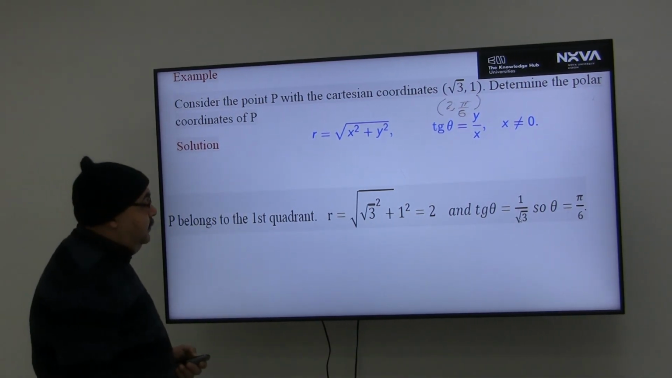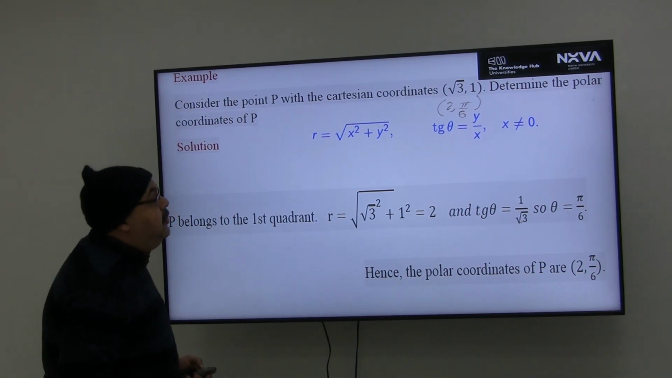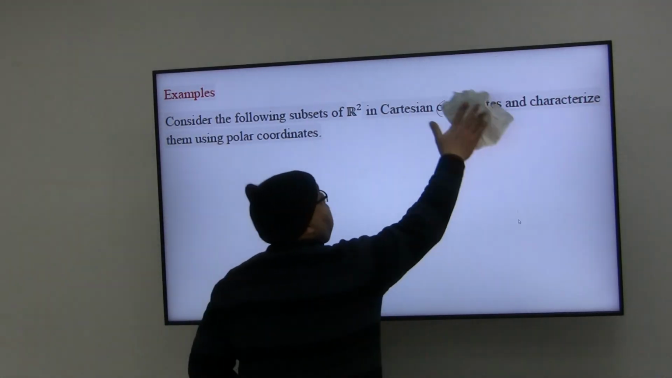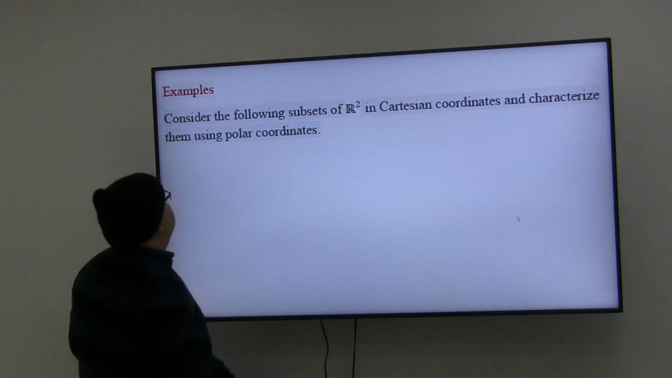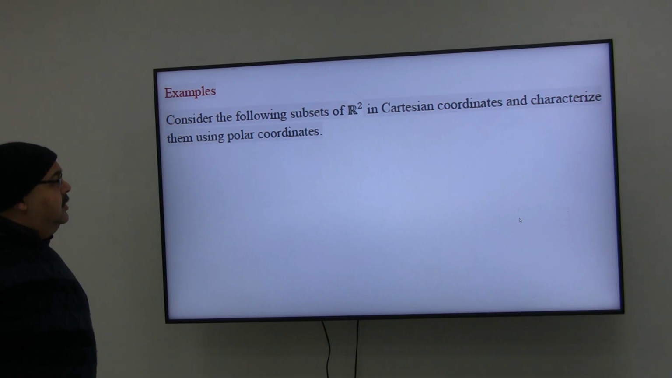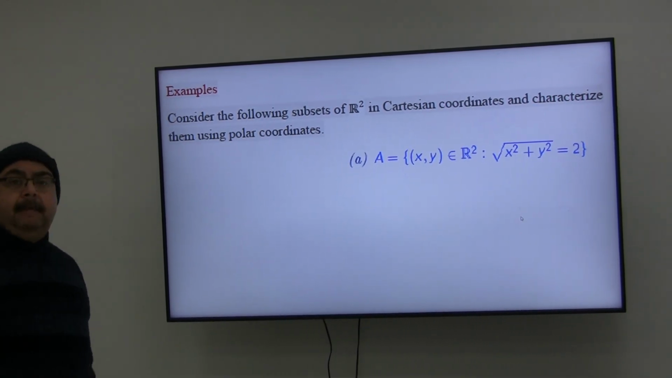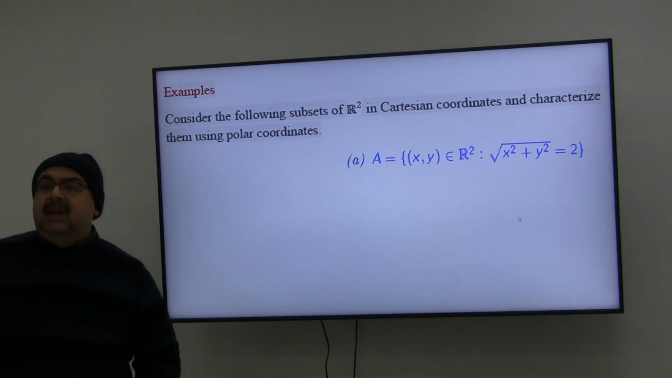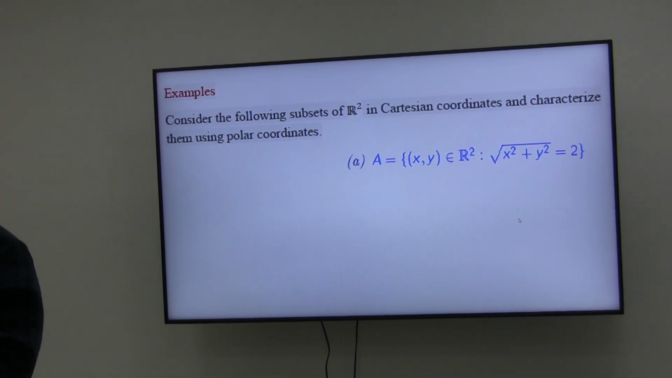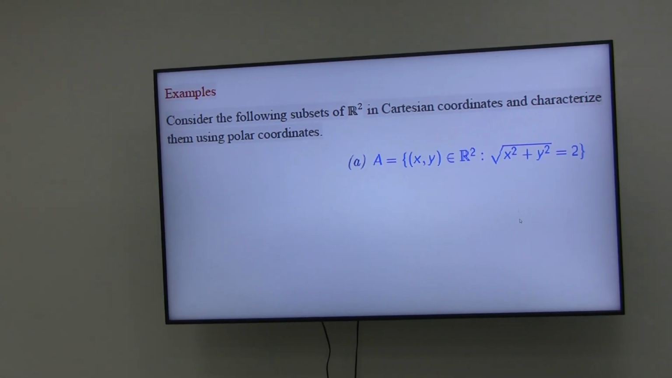So if we continue, hence the polar coordinates is going to be 2, pi over 6, as I told you. We will consider the following subsets of R2 in Cartesian coordinates and characterize them using polar coordinates equations. From here, as I told you, it is the start of problems that maybe you were exposed to in your midterms or your final exam.